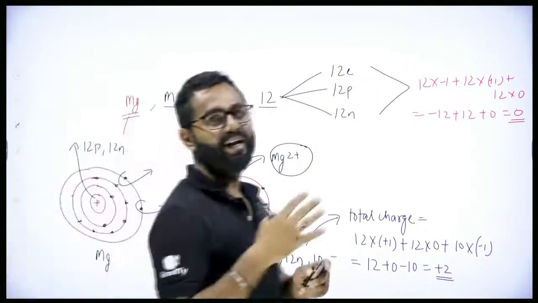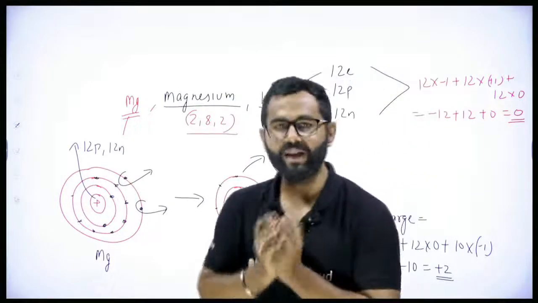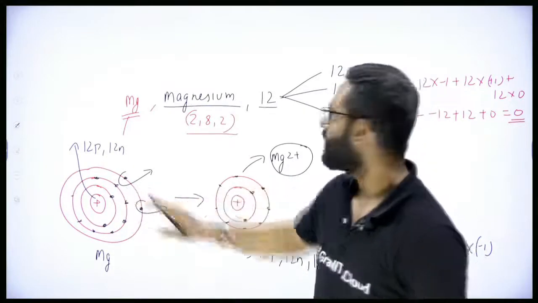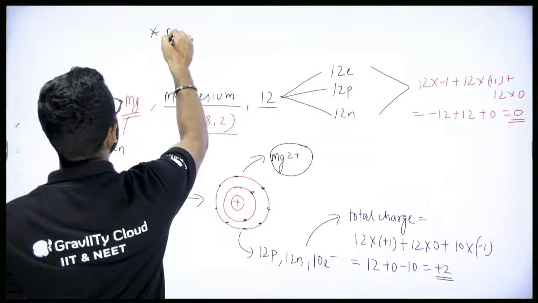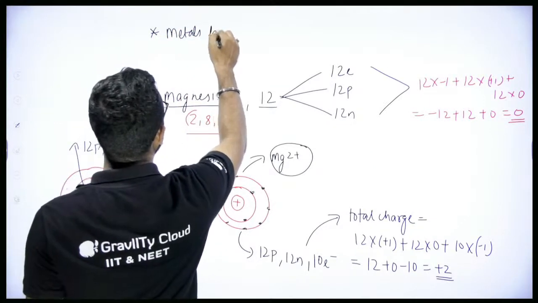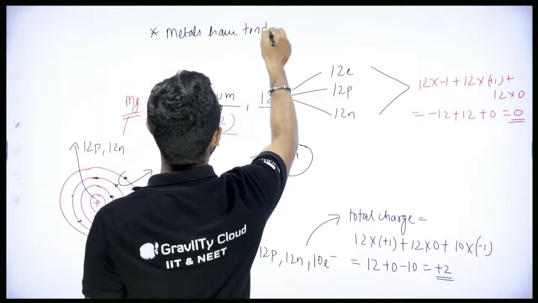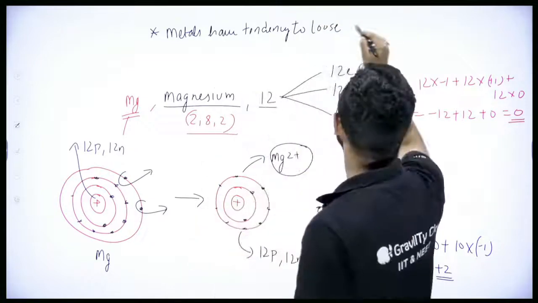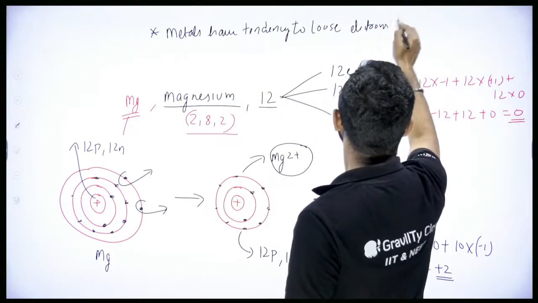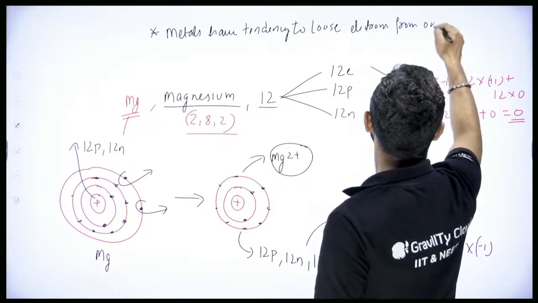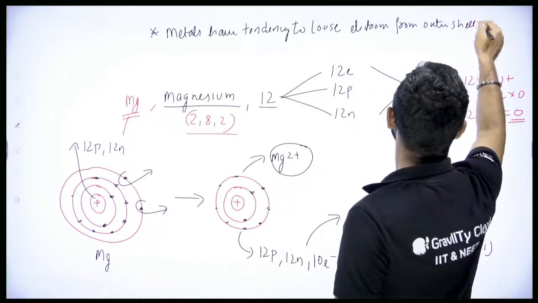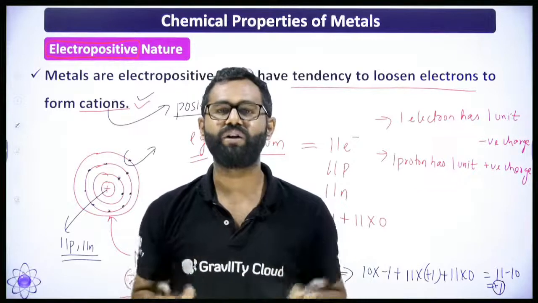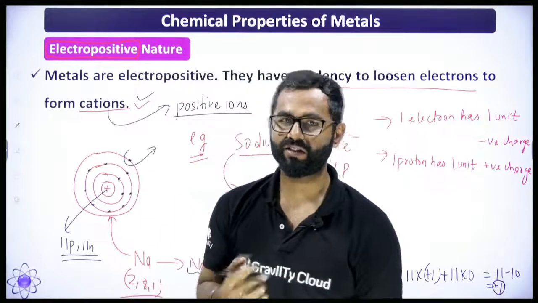That's why I told you that metals are electropositive. They have the tendency to lose electrons, and they lose them from the outer shell. Always remember that metals have tendency to lose electrons from the outer shell. Understood? That is all about the first point, that metals are electropositive in nature.